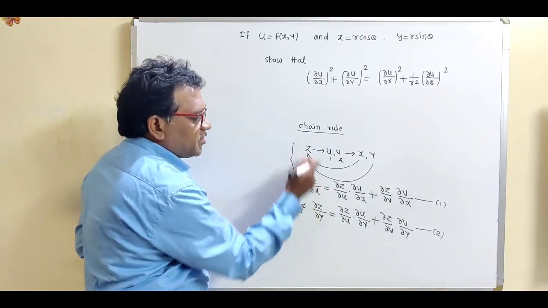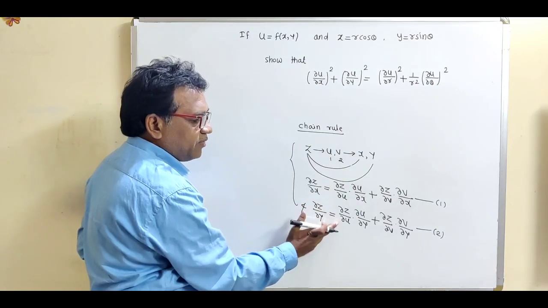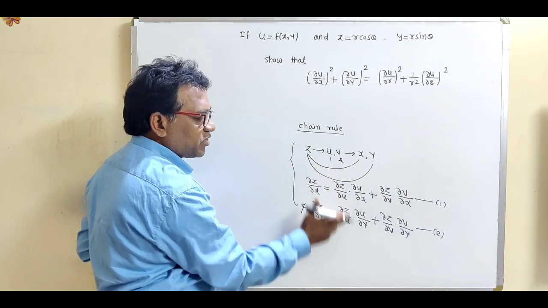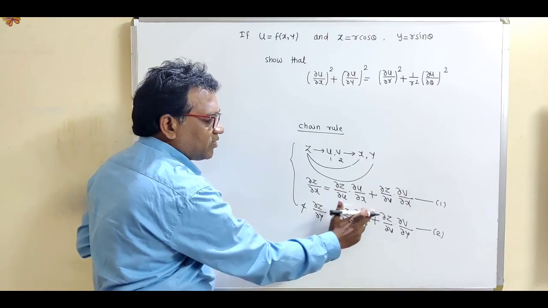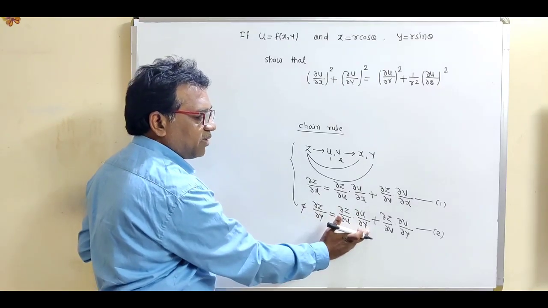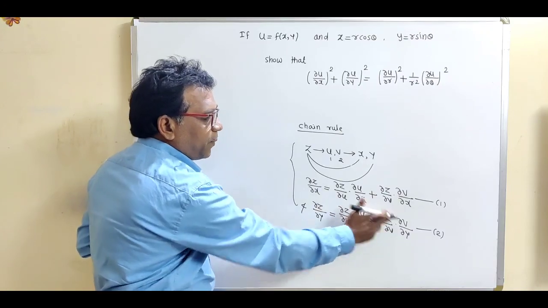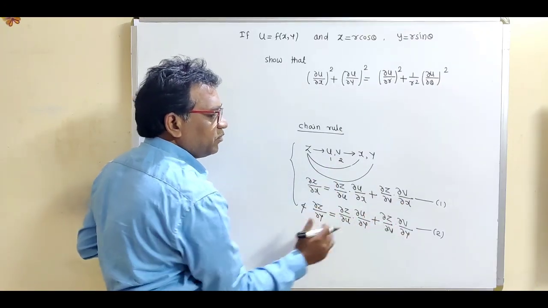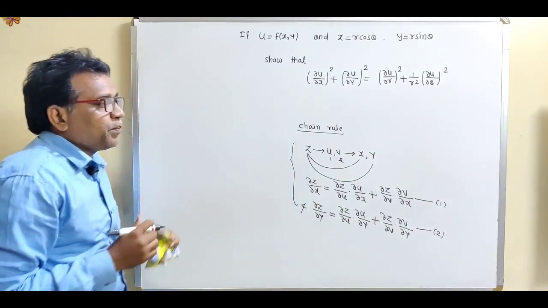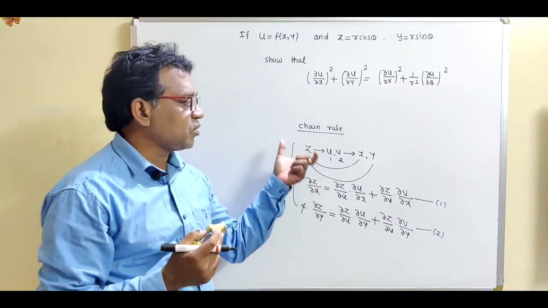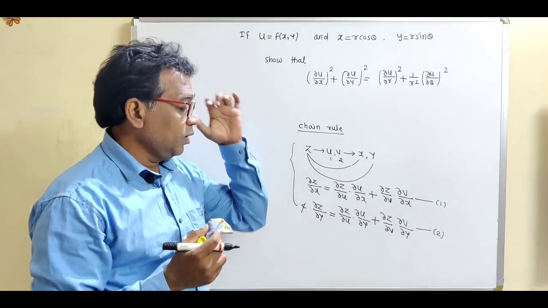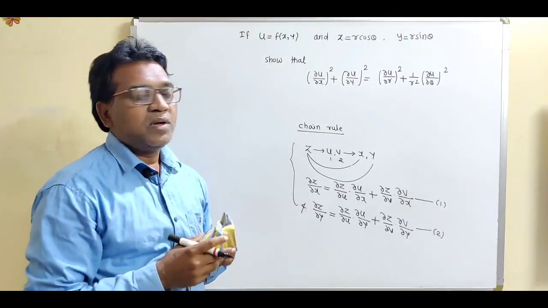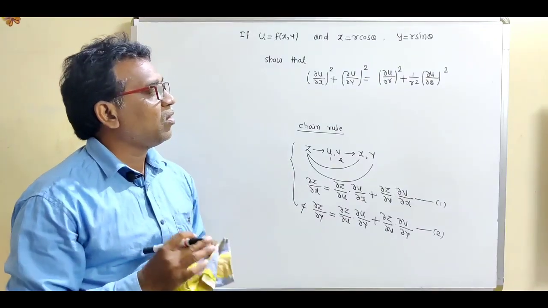And this second rule, del z by del y, is given by del z, the starting term, del z upon first variable u cross this del u divided by same term which is del y, plus del z upon second variable v cross this del v divided by same term which is del y. So first of all, remember this rule, this is called the chain rule. Now also we have seen two examples on chain rule. Now let us take two more examples on chain rule.